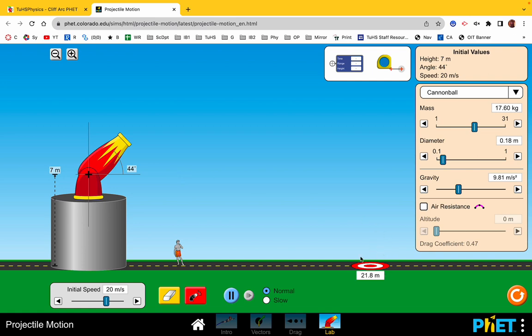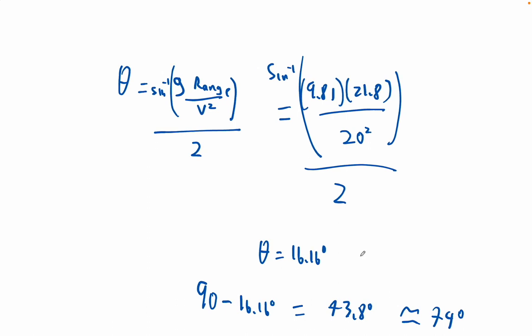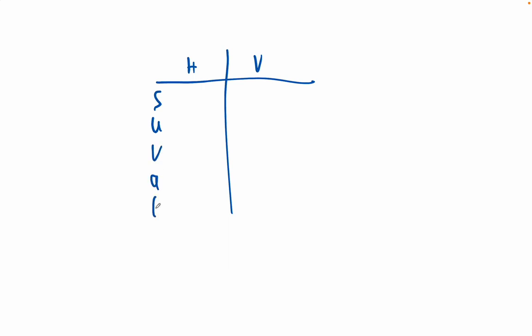Now, I'll give you a clue about this, okay? You're just going to do a HV. There's no range equation. It doesn't work for this. SUVAT, right?